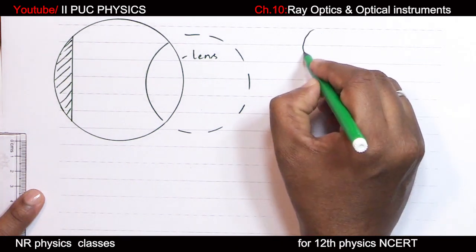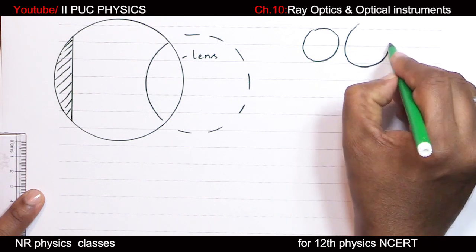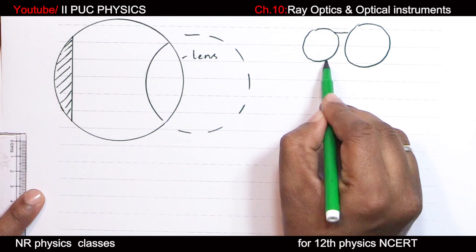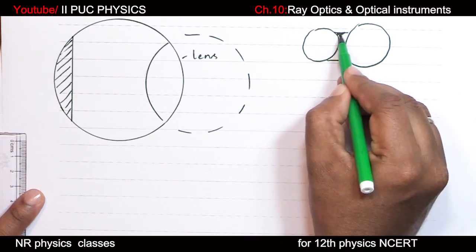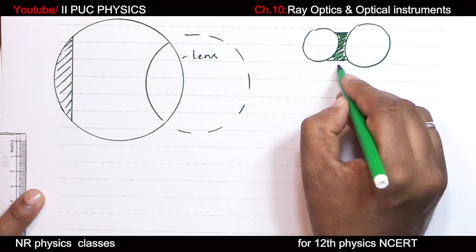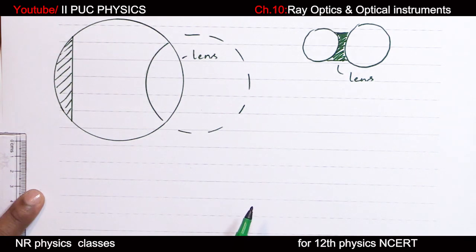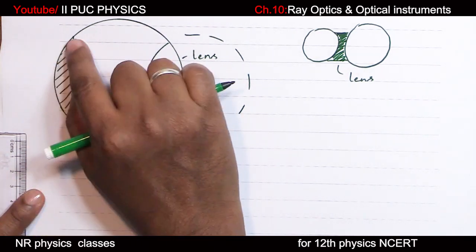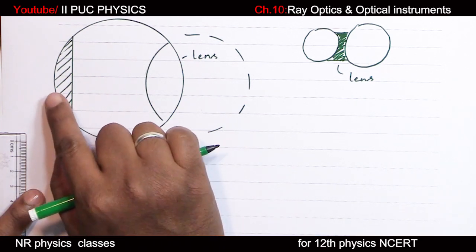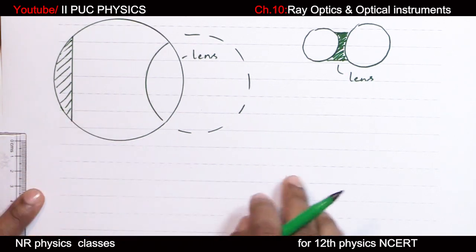If this is a sphere, this is another sphere, and the region between these two spheres is filled with some suitable liquid, then this region forms a lens. So at least there should be one spherical surface. Now depending on the number of spherical surfaces, lenses are classified.